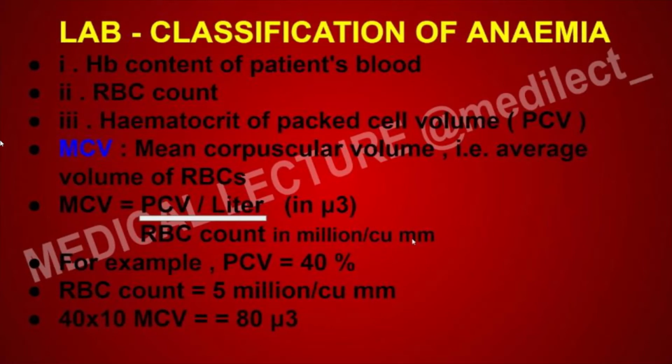Now, this is the whole formula, that is how this normal range came about. The normal range is around 78 to 94 cubic microns or femtoliters, that is 10 raised to minus 15 is the femtoliter. So remember this formula, I am telling you again and again. This formula is very important: packed cell volume per liter upon RBC count in million per cubic mm.